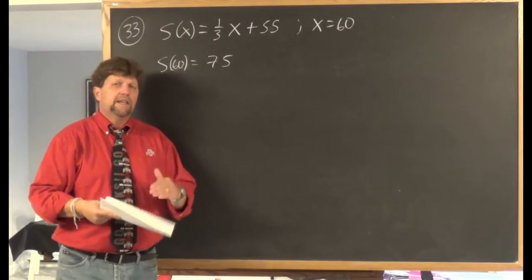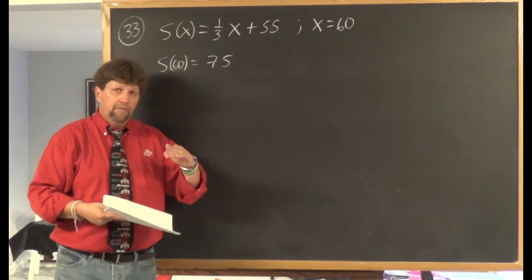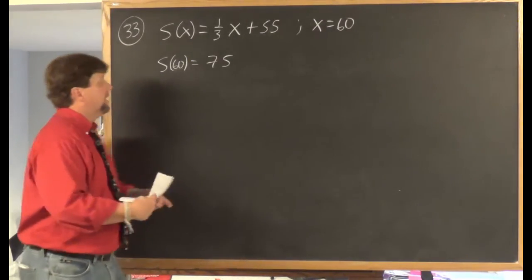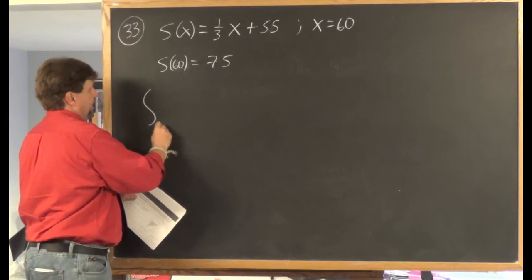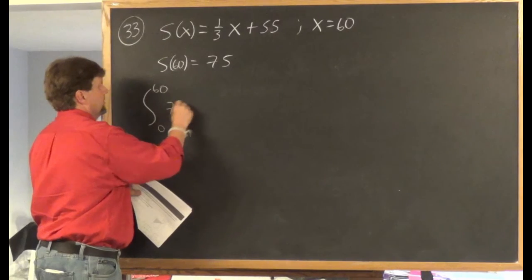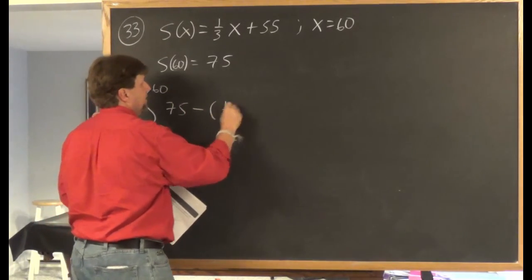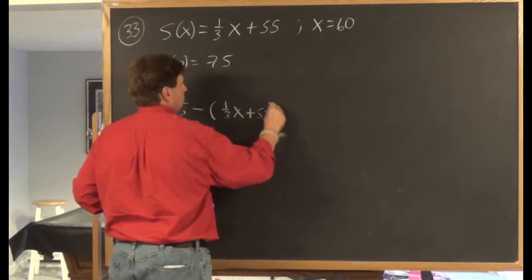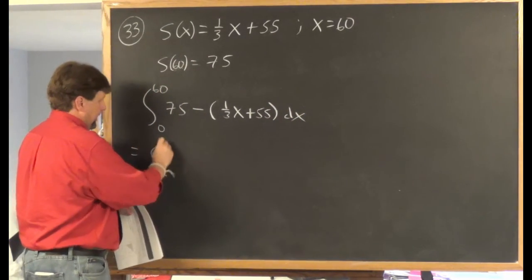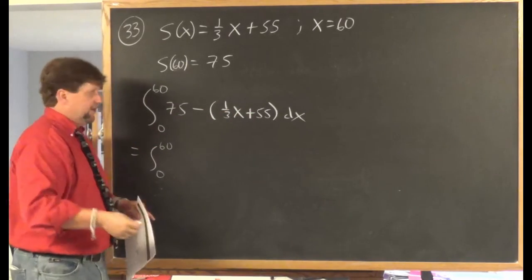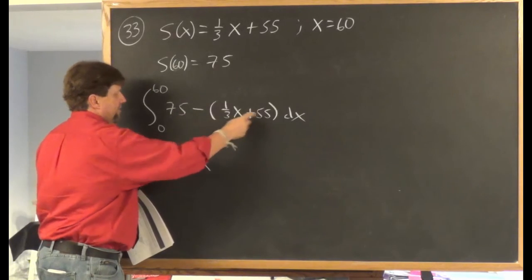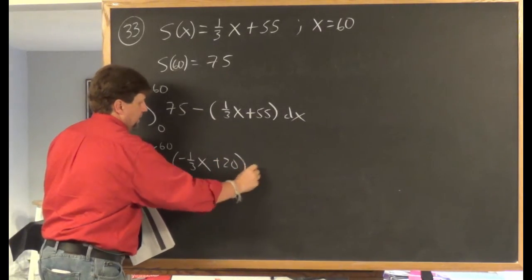Producer surplus is the area between the market price and the supply function. So it's simply integrating from 0 to 60, market price minus the supply function. And what I always do is clean up the integrand before I start the calculus. And I get a -1/3 x, 75 minus 55 is 20.